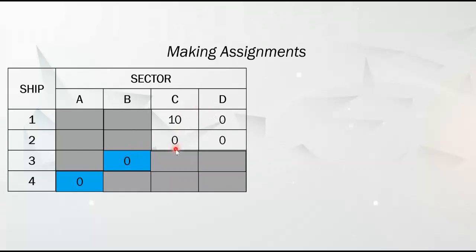Next, in column C, we only have one zero right here, so we can assign that. We can allocate that, and we will be eliminating the rows and columns in that particular cell. And lastly, we can assign ship 1 to sector D.